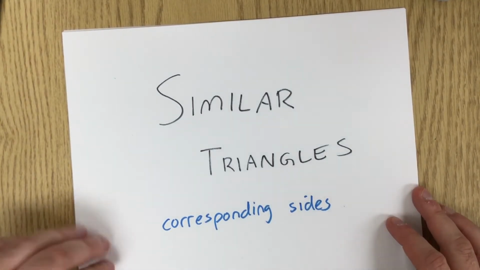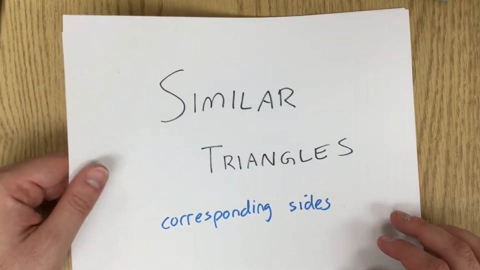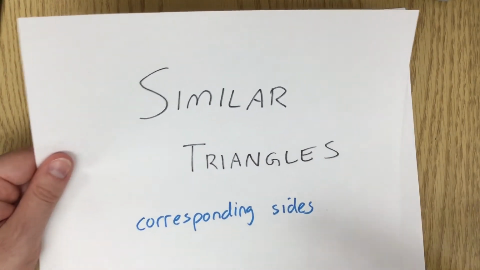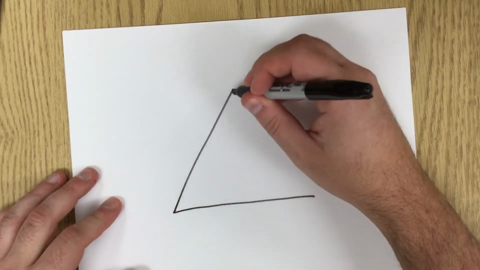We're going to be talking about similar triangles. In particular, we're going to be talking about corresponding sides and how to determine corresponding sides and how to mark corresponding sides. So first we have to discuss how we're going to mark angles in a triangle.